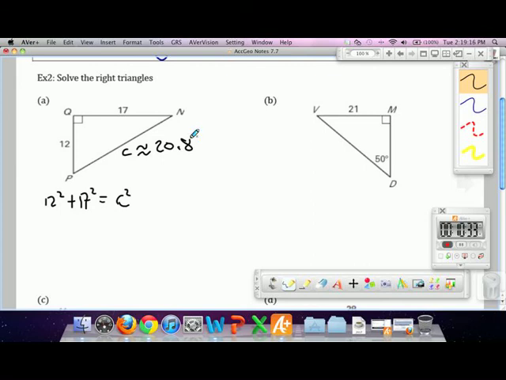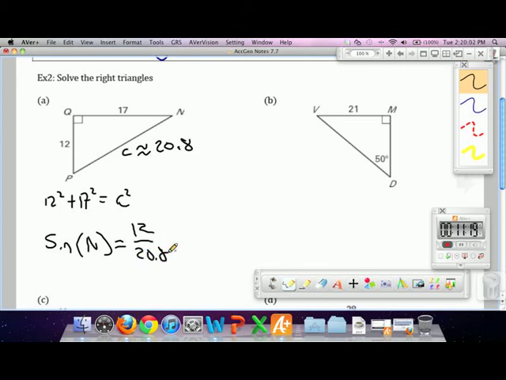So let's pick one of the missing angles. Which one looks like a good one to find? Let's find n. Okay, so what are we going to do to find it? You're going to need to find a trig ratio and probably use that inverse idea. So pick your favorite trig function. Sine, opposite over hypotenuse. We'll go with sine of n. We know sine of angle n is opposite over hypotenuse, 12 over 20.8.